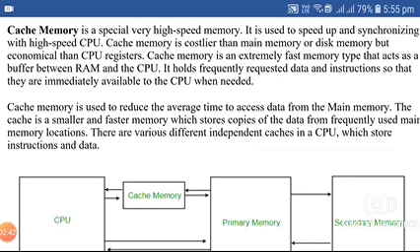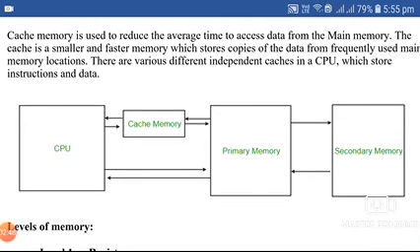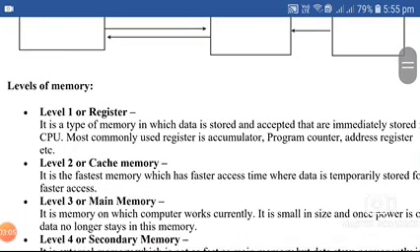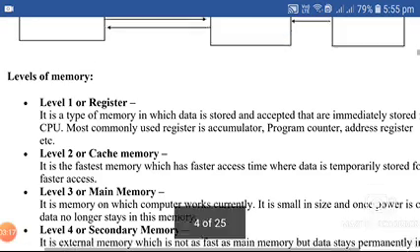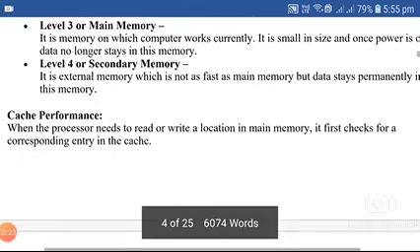There are various independent caches in a CPU which store instructions and data. The cache diagram is shown below. The cache technique we can find here. It consists of the CPU, then the small cache memory, next the primary memory, and beside that the secondary memory in the diagram. So, levels of memory. There are different levels of memory. Level 1 is registers, a type of memory in which data is stored and accepted immediately, stored in the CPU. Level 2 is cache memory. Level 3 is main memory, and level 4 is secondary memory.